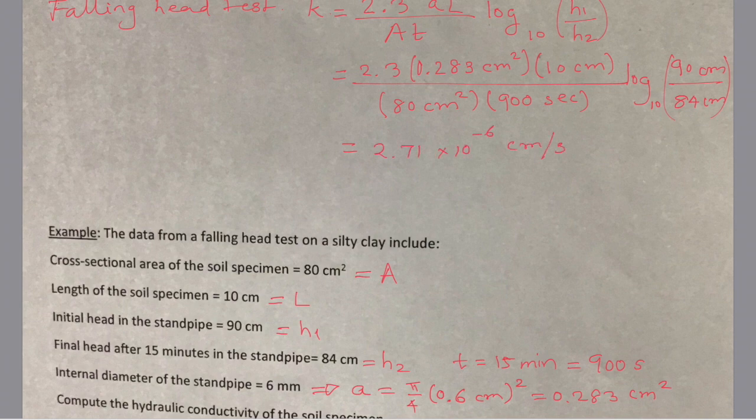and that comes out to be 2.71 times 10 to the negative 6 centimeter per second. So as a reminder, the falling head test is generally suitable for soils with K, or the permeability, less than 10 to the negative 4 centimeter per second. I have a suspicion that the soil we have picked is going to be on the cusp of that, but we'll find out when we actually do the test.